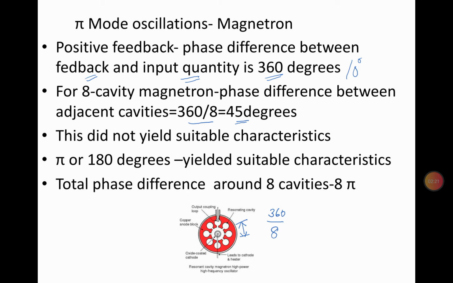When this was tried by the researchers, it did not yield suitable characteristics, so this was not working. When proper research was done, they came up with the phase difference to be pi or 180 degrees, which yielded suitable characteristics for the magnetron to be used as a microwave generator. This is still in sync with the definition of 360 degrees. 8 pi is equal to an odd multiple of 2 pi, which means the phase difference between the feedback quantity and the input quantity is going to be 0 degrees or 2 pi radians.